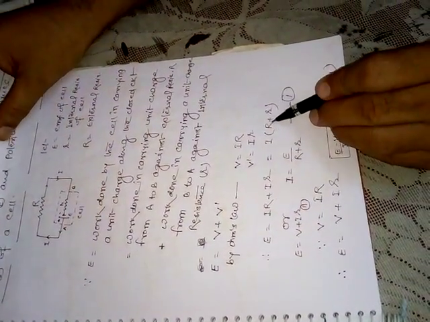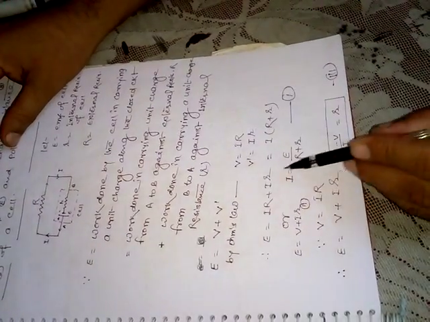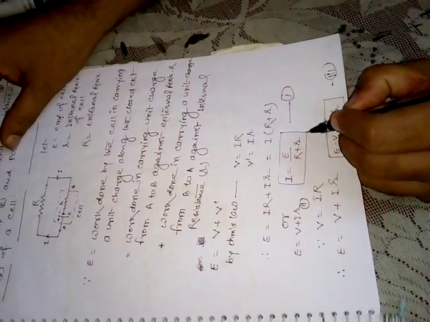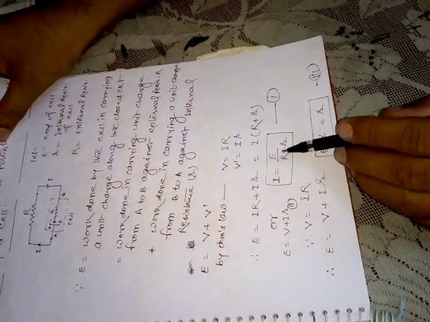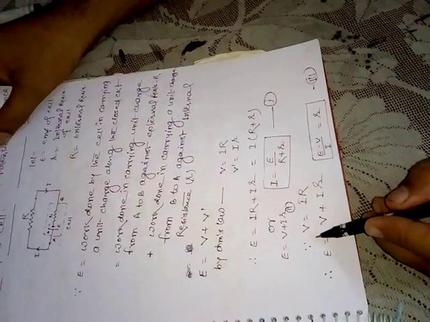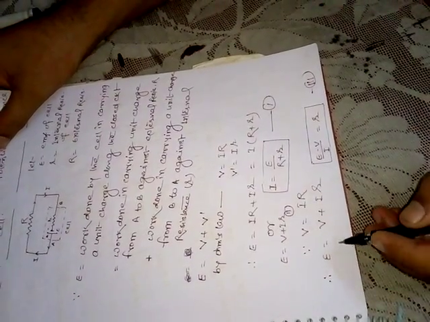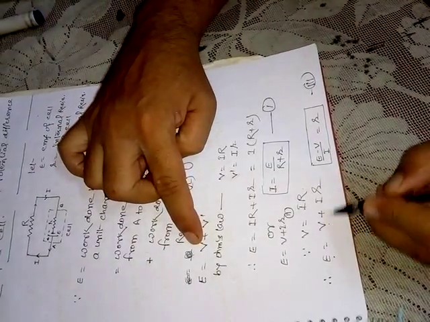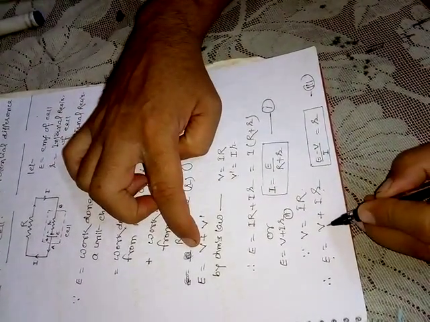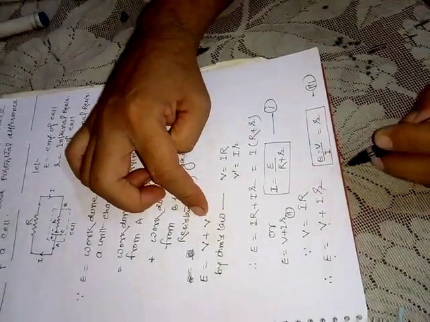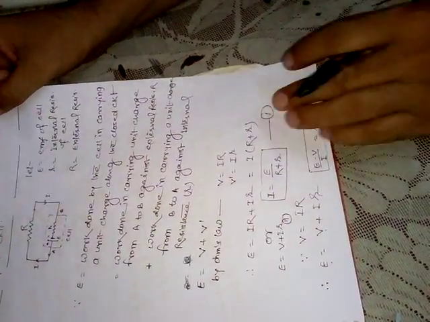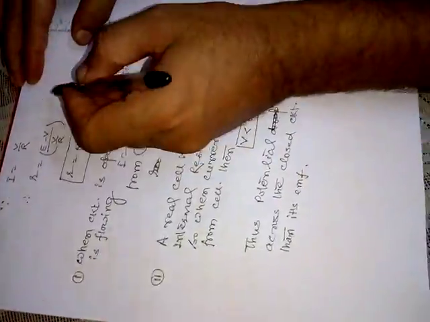I can be taken as common, it is R plus r. So you will get I is equal to E upon R plus r. This is the current which is provided by the cell. Correct? Now use Ohm's law: since V is equal to IR, therefore E is equal to V plus Ir. So here small r is equal to E minus V upon I. And I is also equal to V by R by Ohm's law.